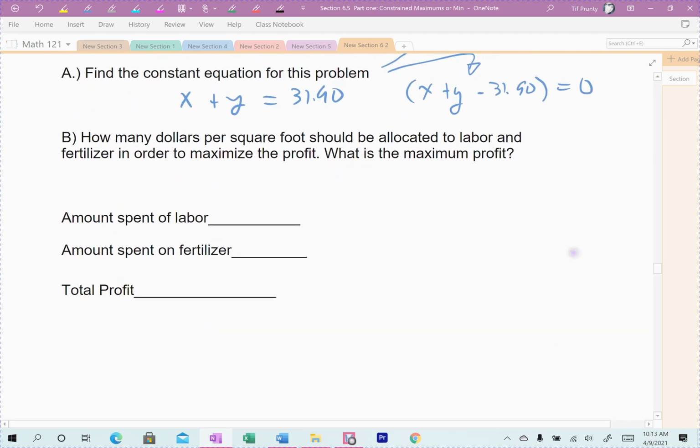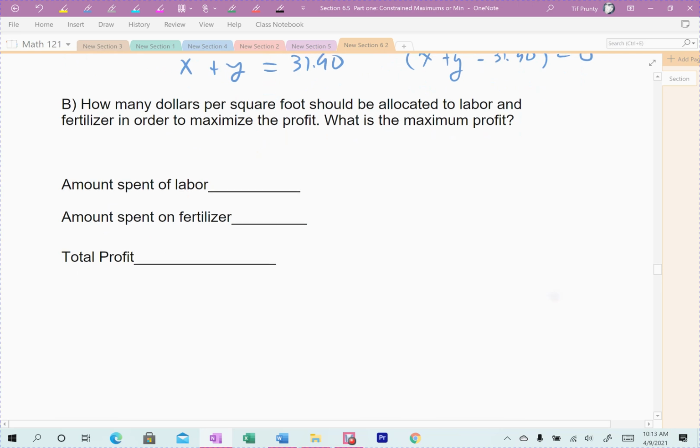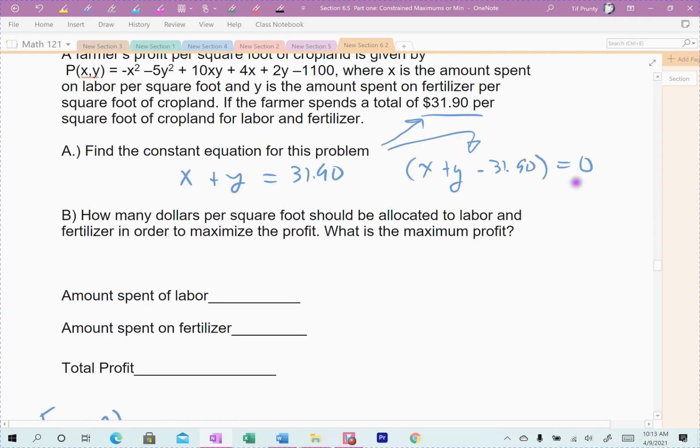All right, how many dollars per square foot should be spent? So of the $31.90, how much of that should be spent on labor, and how much of that should be spent on fertilizer in order to optimize the profit from each square foot of cropland? All right, so there's what we want to find, and so now we set it up. So since we've got a limitation, we have to set up our Lagrange equation. So again, step 1 is write down my profit.